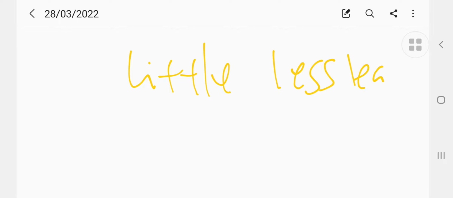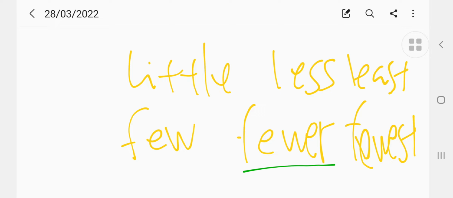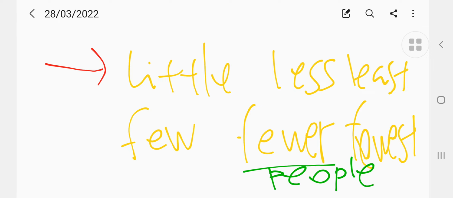So what about little, less, and least, a few, fewer, fewest? We know that we usually use fewer for countable nouns: fewer people, fewest people, fewer chemicals. And little is for uncountable nouns. So we've got little milk left.